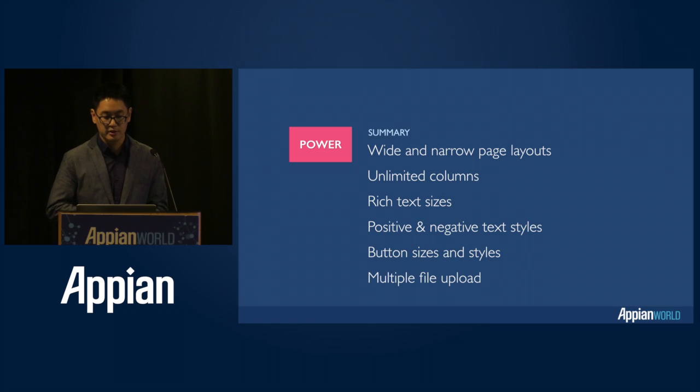So to summarize the more powerful SAIL features, you can now fill your user screens with wide page layouts while increasing density by using multiple columns. You can use rich text sizes and styles to control how your data is represented, and you can use button configurations to differentiate your controls. Finally, the multiple file upload component will let your users attach documents in bulk to your forms. Hand it off to Alison now to talk about the design experience improvements.